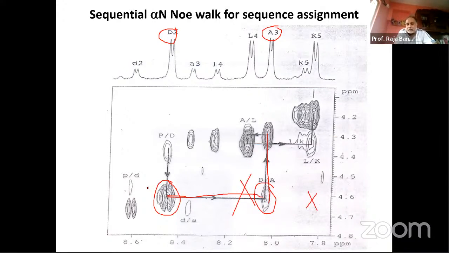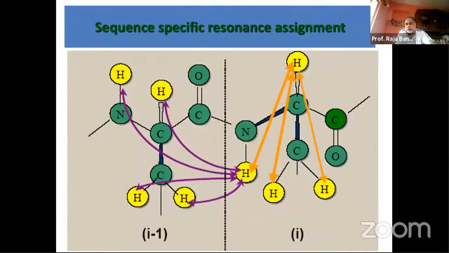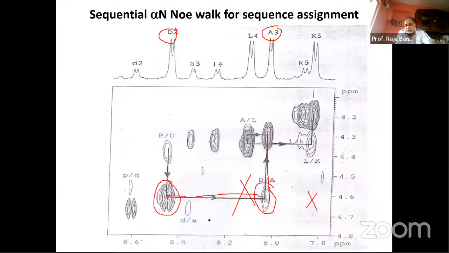So what we understand is that they are related like this, I to I plus 1 related. So if this is 2, obviously this is 3 and this is 3. Then you find 3 and 4, this is the peak between 3 and 4. And 4 and 5, this is the peak between 4 and 5. So it helps you to walk and to identify who is with whom. A is connected with B, B is connected with C, C is connected with D, D is connected with E.